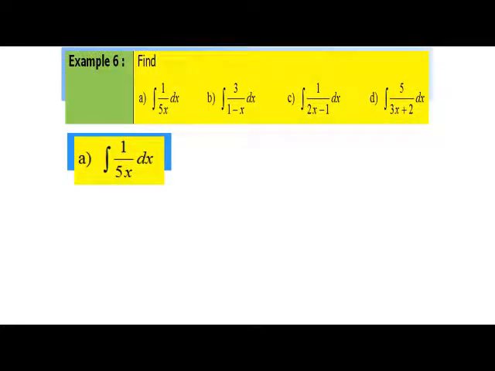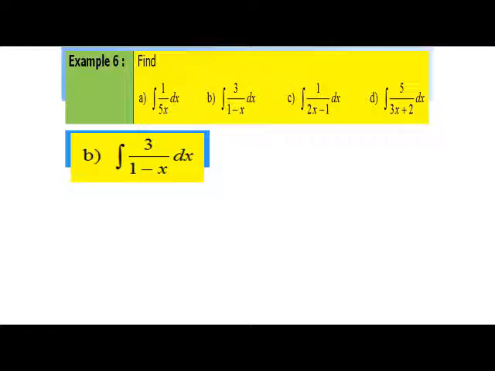Next, for example 6 here, we have to find, for part A, the integral of 1 over 5x dx. So first we have to factorize 1 over 5. It will be like this, and then integrate. So we're going to have 1 over 5 ln x plus c. Simple.